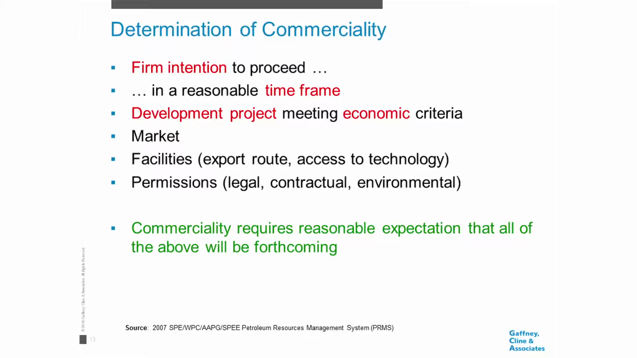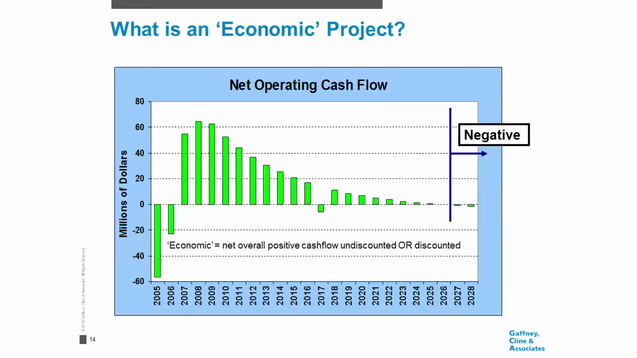And it has to meet economic criteria. So we have to demonstrate that it's economic before we can move across. We also have to demonstrate that we have a market, we have facilities, and we have all the legal sorts of permissions and so on before we can go ahead. So this is all associated with that commerciality. So let's just now think about economic. So what do we mean when we say a project or a field is economic? Let's have a look at this diagram here.